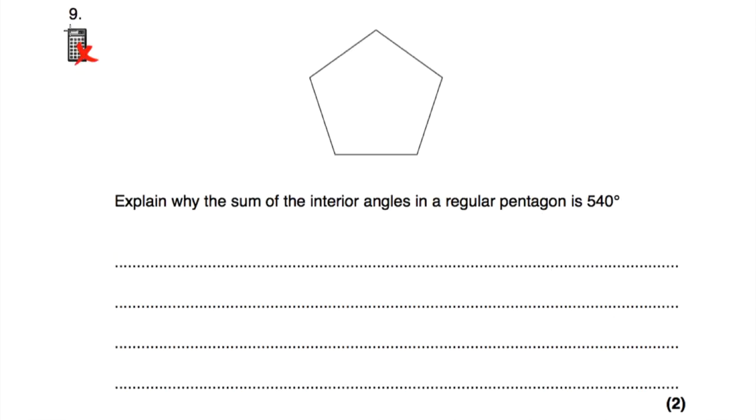Okay, let's have a look at our next question, question number 9. We've got this regular pentagon, and we've been asked to explain why the sum of the interior angles of this regular pentagon is 540 degrees.